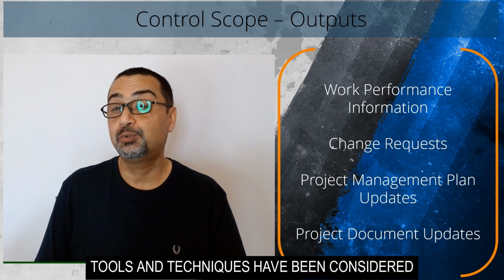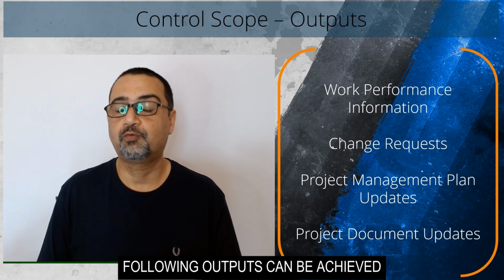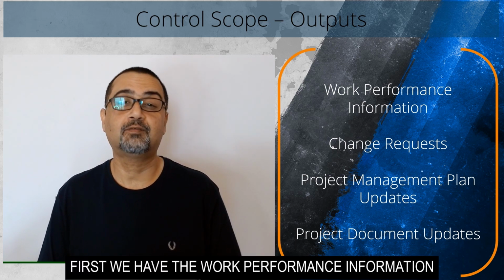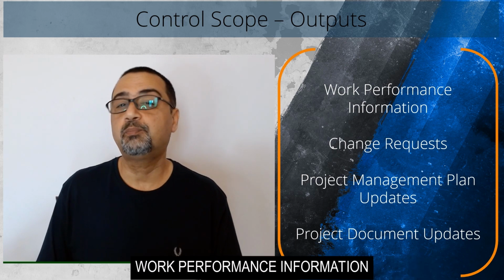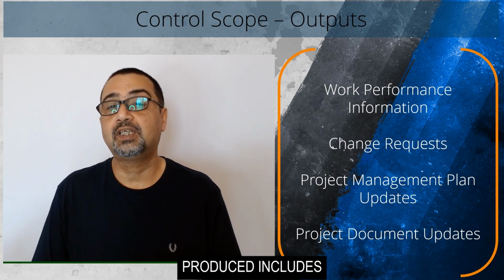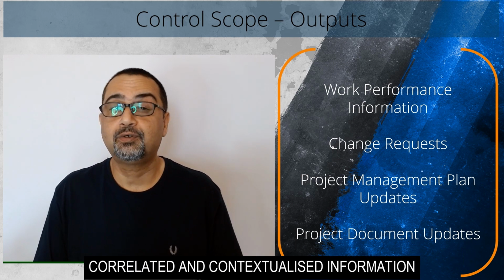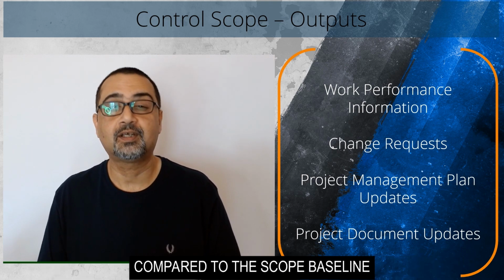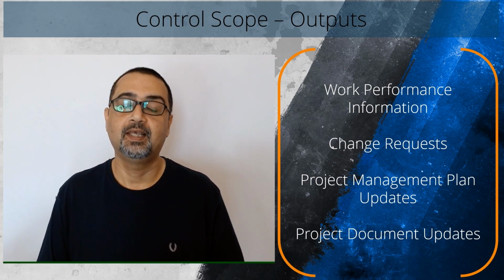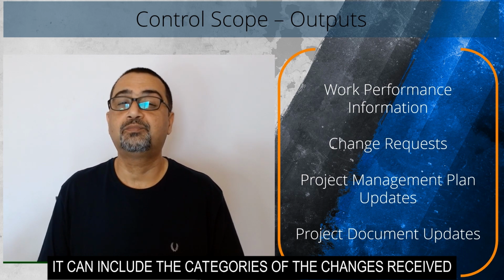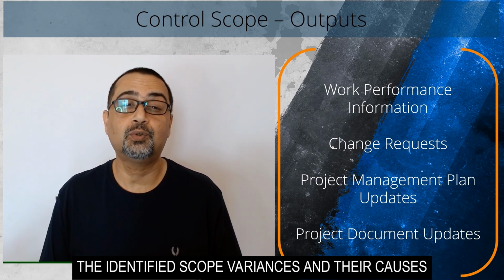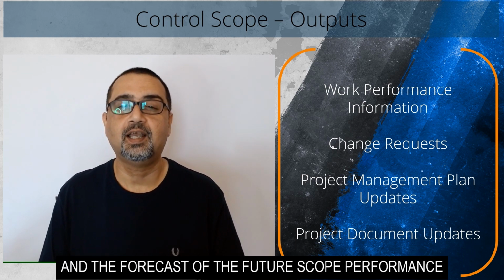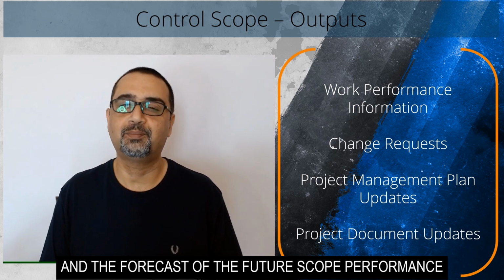Once the inputs, tools, and techniques have been considered, the following outputs can be achieved on account of the control scope process. First, we have the work performance information. Work performance information produced includes correlated and contextualized information on how the project and product scope are performing compared to the scope baseline. It can include the categories of the changes received, the identified scope variances and their causes, how they impact schedule or cost, and the forecast of the future scope performance.